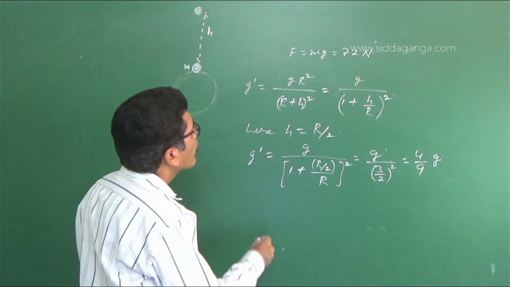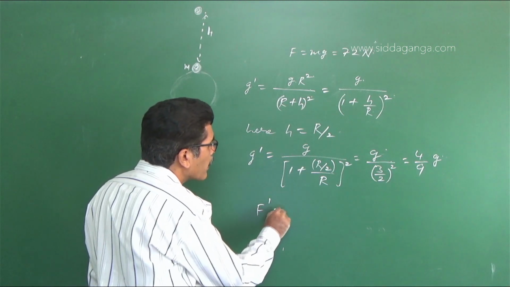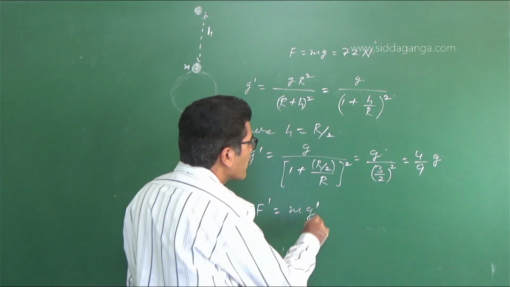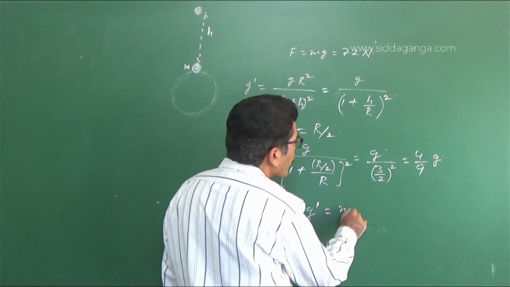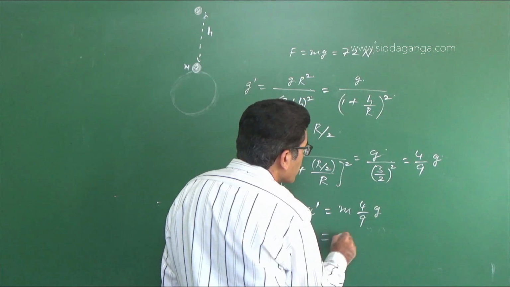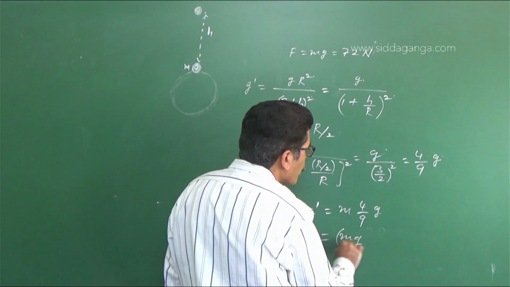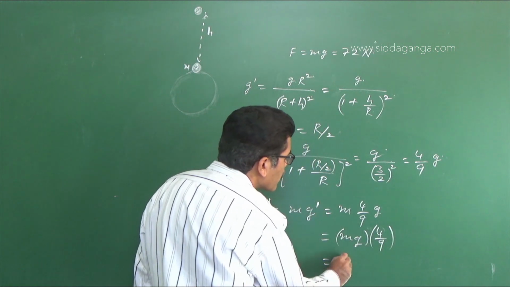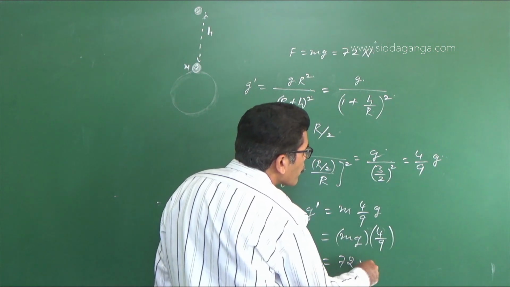Now the force becomes equal to m into g dash. So this is m into 4 by 9 times g. This is mg into 4 by 9. What is mg? 72 into 4 by 9.